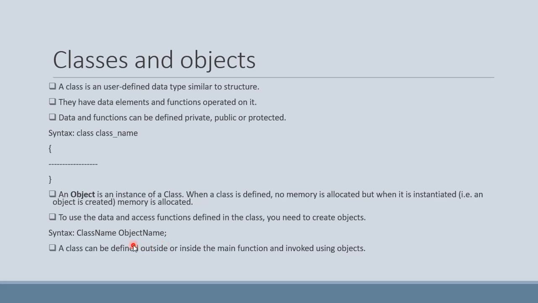By this, I am telling the compiler this particular object belongs to this particular class, and inside it I can use object name dot something, whatever is stored inside. Maybe object name dot age will give whatever data is stored in age within that class, which is identified by the object name. A class can be defined outside or inside the main function and is invoked using objects.